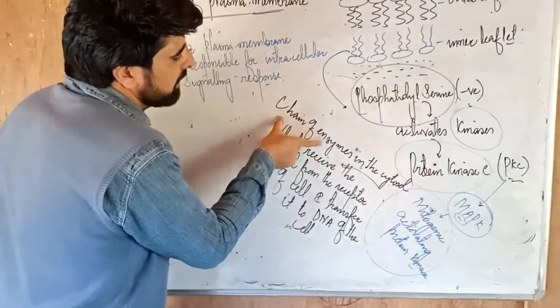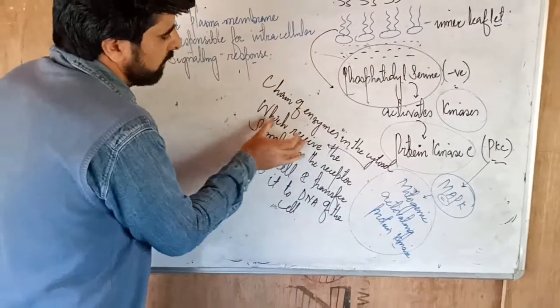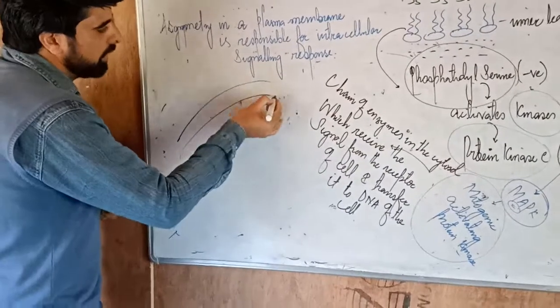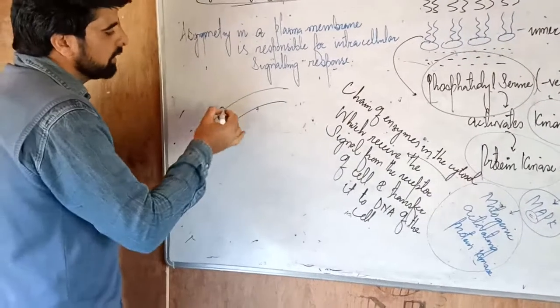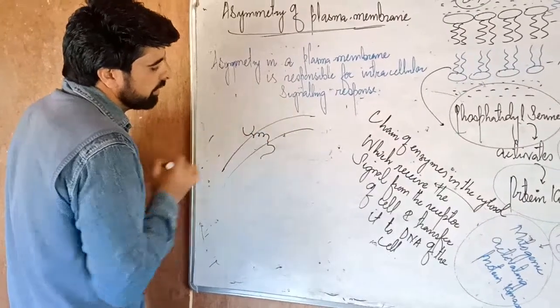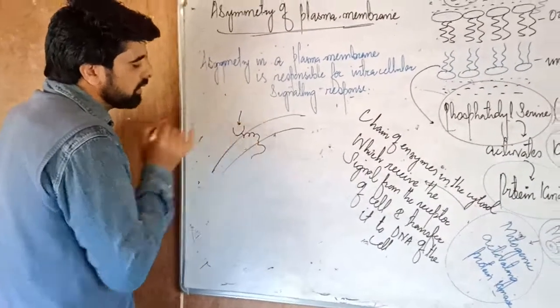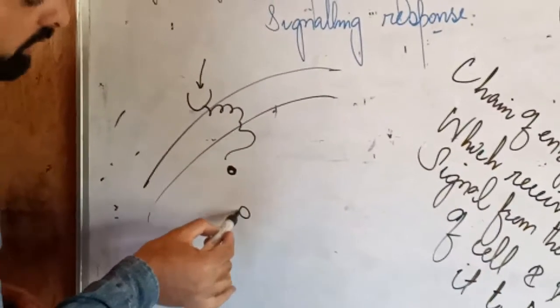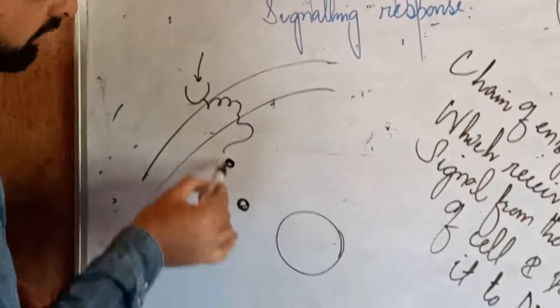It's a chain of enzymes in the cytosol which receive the signal. See, for instance, if this is a plasma membrane here, roughly I am making. This plasma membrane is having a receptor located here. Say this is a receptor here. Now this receptor is receiving the signal. Now from the receptor there is a chain of enzymes. Now this chain of enzymes is receiving this signal.